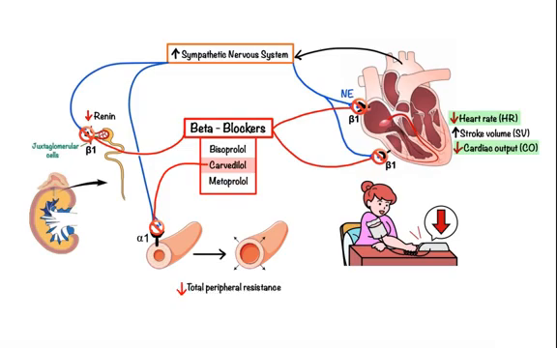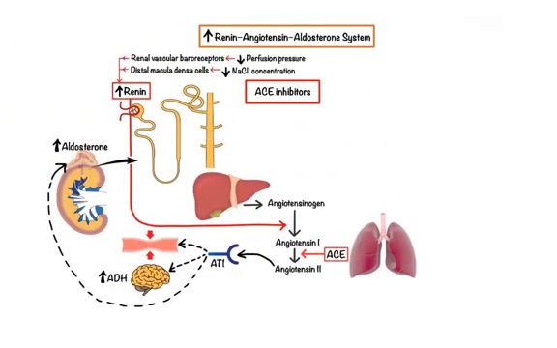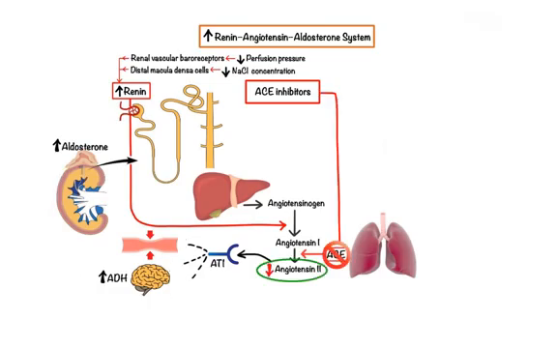Alright, moving on to the next class of drugs for heart failure, that is angiotensin converting enzyme inhibitors. Drugs in this class selectively inhibit the angiotensin-converting enzyme, which in turn reduces angiotensin II production and its effects on vasoconstriction as well as ADH and aldosterone secretion.